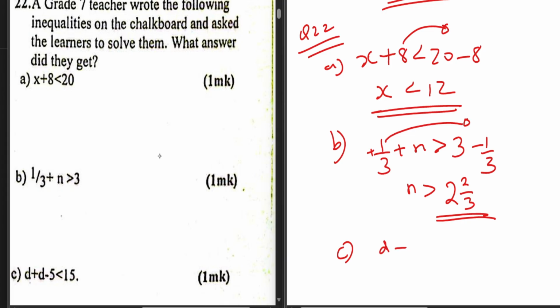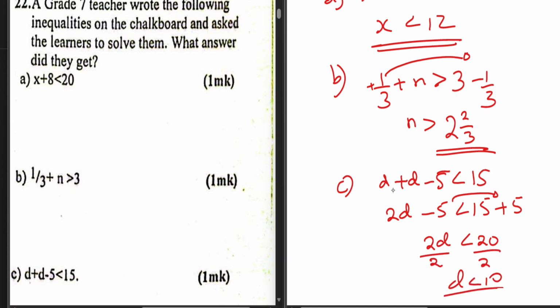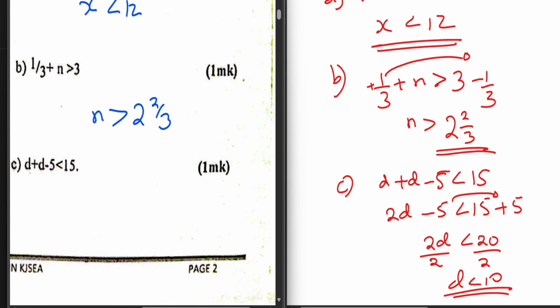Again, we have d plus d minus 5 less than 15. Collect like terms first to give you 2d minus 5 less than 15. Put the negative 5 to the other side to give you plus 5. So 15 plus 5 is going to give you 20. So you have 2d less than 20, divide by 2, divide by 2, d is less than 10. So again, the answer to this is this, the answer to this is this, and the answer to the other one is d less than 10.